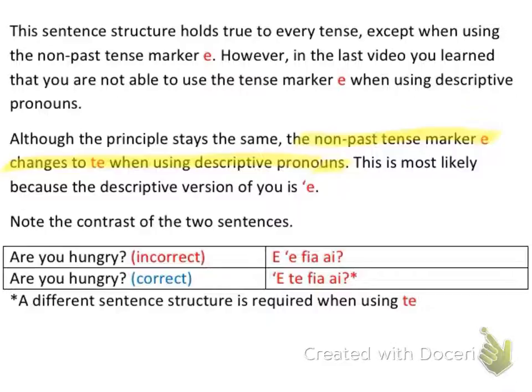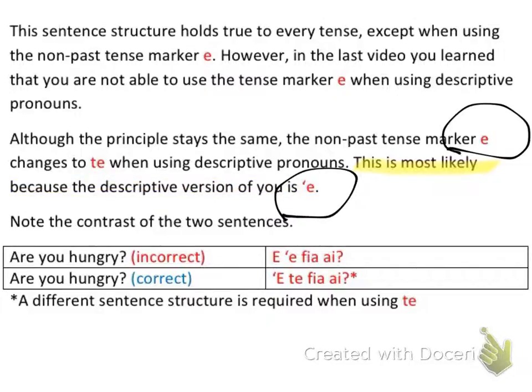to te. And the reason I think they do this is because the descriptive version of you is a. If you've memorized the descriptive pronouns, you've noted that the version of you for the descriptive pronouns is this last thing right here, a. And that and the old tense marker that we used with the emphatic pronouns look very similar. If you put the two together, it would be pretty confusing. So note the contrast of the two sentences that I have below.